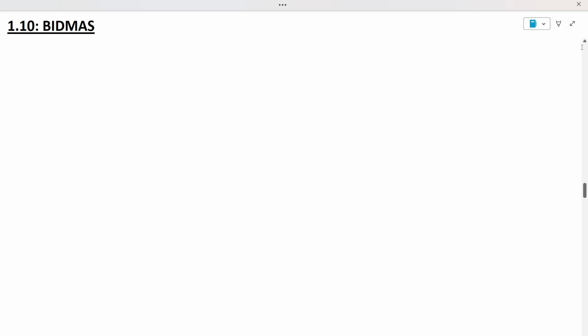This is 1.10 of GCSE Maths, BIDMAS. BIDMAS is a bit of a side topic in this chapter, but it has to be remembered for every question you will ever do in maths. It's a bit odd at first, but you'll get used to it quickly.